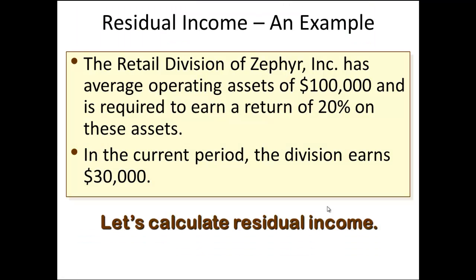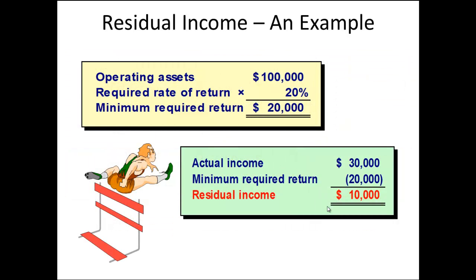The retail division of Zephyr Incorporated has average operating assets of $100,000 and is required to earn a rate of return of 20% on these assets. In the current period, the division earns $30,000. Let's calculate the residual income. So we look at the operating assets of $100,000, the minimum required rate of return of 20%. So we're looking at a $20,000 required return. Their actual income was $30,000, so that means the residual income was $10,000 more than the required return.